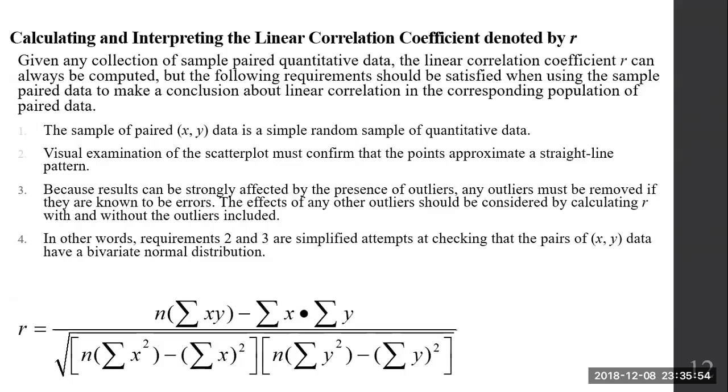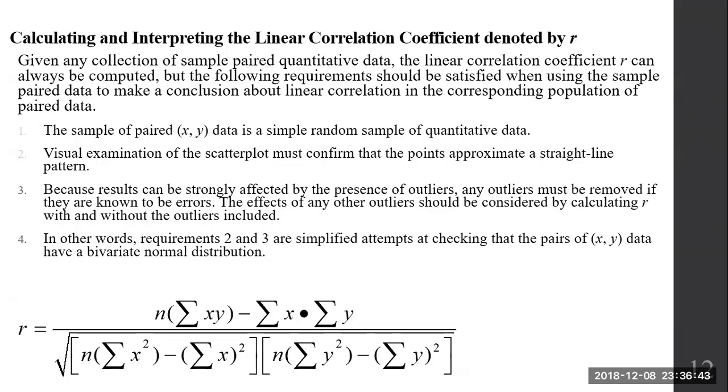Given any collection of sample paired quantitative data, the linear correlation coefficient R can always be computed, but the following requirements should be satisfied when using the sample paired data to make a conclusion about linear correlation in the corresponding population of paired data. Number one, the sample of paired x, y data is a simple random sample of quantitative data. Number two, visual examination of a scatter plot must confirm that the points approximate a straight line pattern.